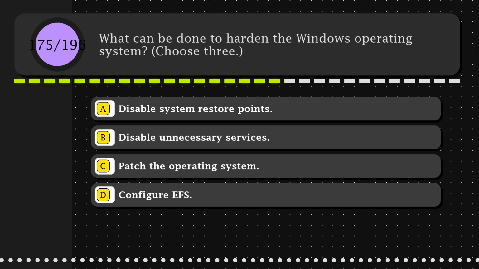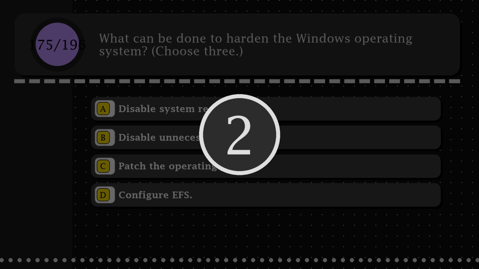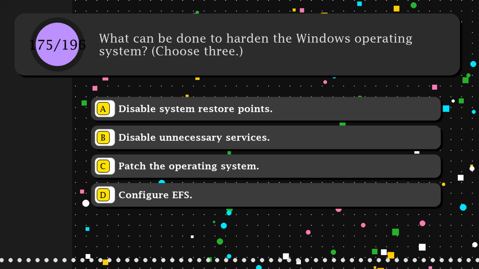Question 175. What can be done to harden the Windows operating system? Choose 3. Option A. Disable system restore points. Option B. Disable unnecessary services. Option C. Patch the operating system. Option D. Configure EFS. The correct answer is option B, C, D.